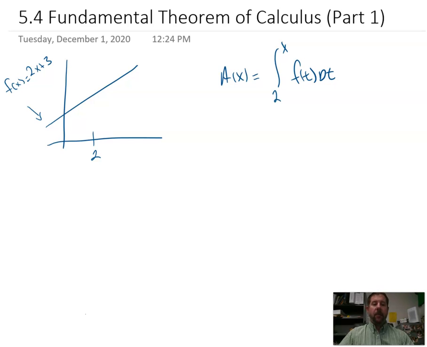Part 1. Remember, we kind of switched the two parts of the fundamental theorem. The second part, I believe, we used more, so I want to cover that first. And now we'll talk about the first part of the fundamental theorem of calculus through this little activity here, and then we'll introduce it. Okay?